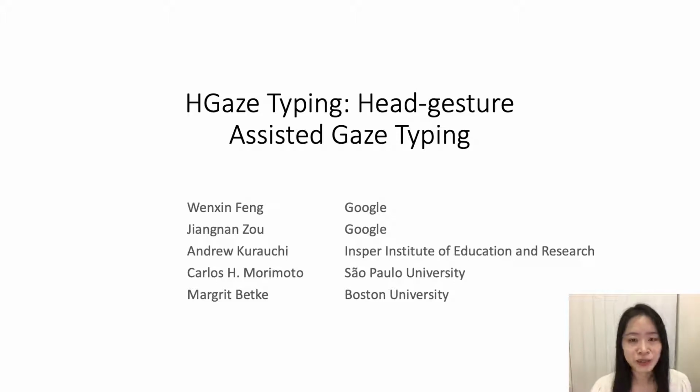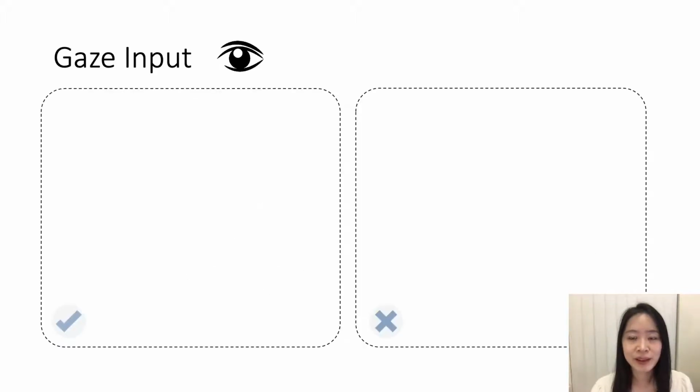Today I'm going to introduce HGaze typing, a text entry interface that combines head gestures and gaze input. Why do we want to combine gaze and head input? Let's first see the advantages and disadvantages of these two inputs.